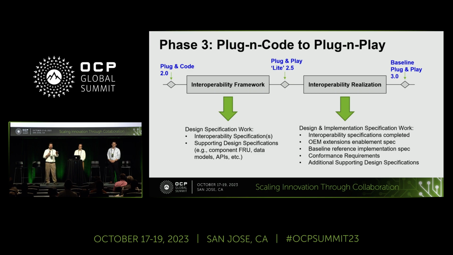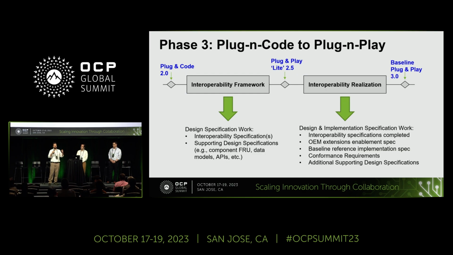We realize this is going to be long term, and it's going to take quite a lot of time to go from plug and code to what we call baseline plug and play. So we introduced an intermediary step called plug and play light, for lack of anything better. The idea is that we're going to spend multiple years trying to define the interoperability framework. What that's going to comprise is a whole set of design specifications, one being the interoperability specification.